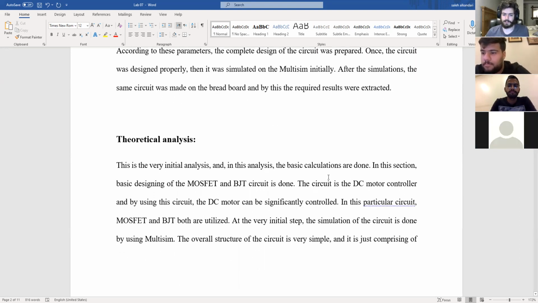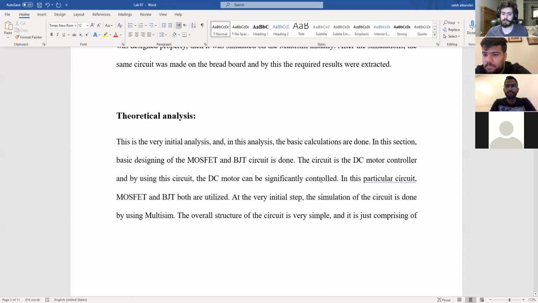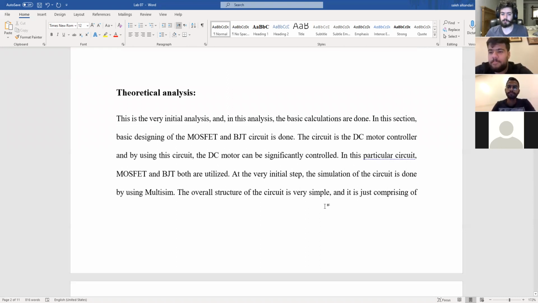For the theoretical analysis, this is the very initial analysis, and in this analysis, the basic calculations are done. In this section, the basic designing of the MOSFET and BJT circuit is done. The circuit is a DC motor controller, and by using this circuit, the DC motor can be significantly controlled. In this particular circuit, MOSFET and BJT are both utilized.